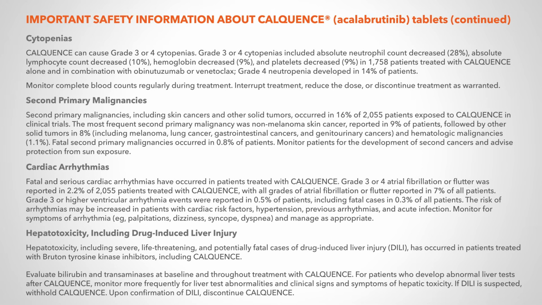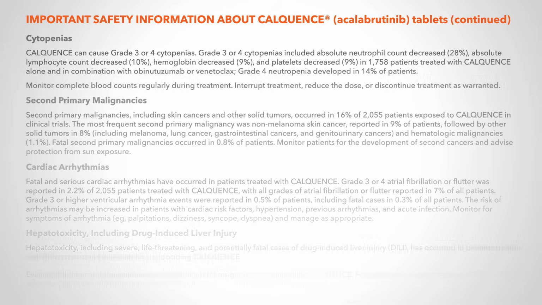Hepatotoxicity, including drug-induced liver injury. Hepatotoxicity, including severe, life-threatening, and potentially fatal cases of drug-induced liver injury, DILI, has occurred in patients treated with Bruton tyrosine kinase inhibitors, including CALQUENCE. Evaluate bilirubin and transaminases at baseline and throughout treatment with CALQUENCE. For patients who develop abnormal liver tests after CALQUENCE, monitor more frequently for liver test abnormalities and clinical signs and symptoms of hepatic toxicity. If DILI is suspected, withhold CALQUENCE. Upon confirmation of DILI, discontinue CALQUENCE.